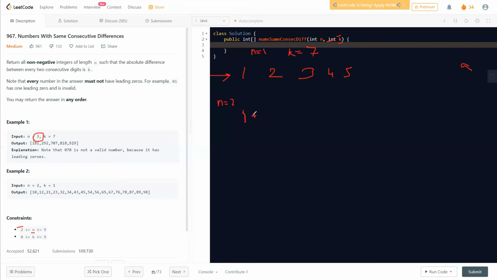So we now know that we have this 1, and this k is 7. So what can be the next number if we have 1? By simple logic, let's not worry about the question. If we have 1 and we need a difference of 7, then what can the number be? The number should be 8, right? That's the idea. Now over here, how can we go ahead?